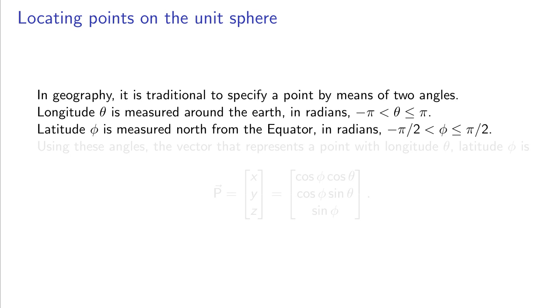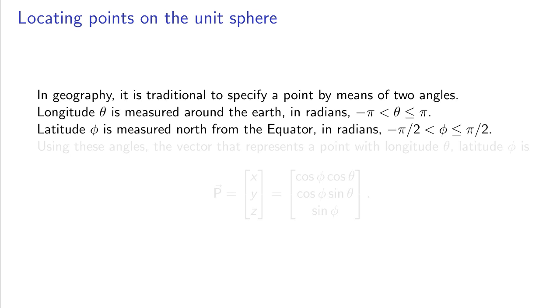Now let's get a little more formal about this. We are going to specify a point the way geographers do by means of 2 angles. The longitude is measured around the Earth in radians. It can be as negative as minus pi radians. It can be as positive as plus pi radians, but we will never consider longitudes that exceed pi over 2 in magnitude. The longitude is 0 at the Royal Observatory in Greenwich, England, and roughly 0 in Accra, the capital of Ghana.